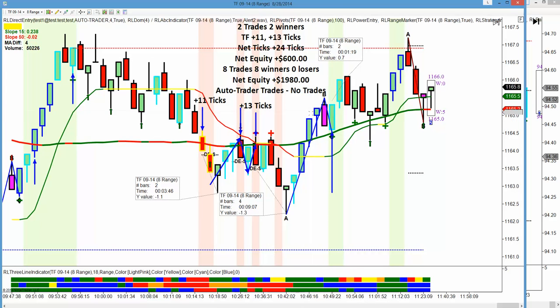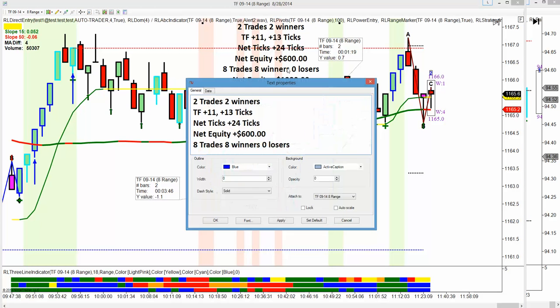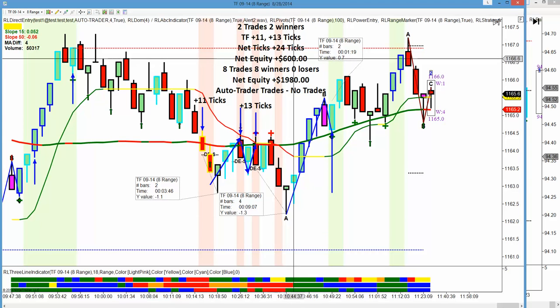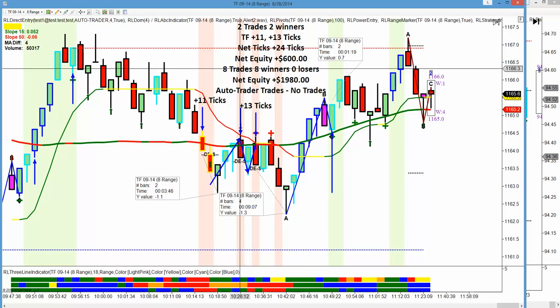But given the fact that it's the day before Labor Day weekend, or 2 days before, tomorrow's the last trading day before Labor Day weekend, we're just going to take a very modest approach to trading. We had 2 second targets, the Russell plus 11 plus 13. Our net wasn't 34, it was 24, sorry. Net equity was 600. So far this week, we have 8 trades, 8 winners, no losers.